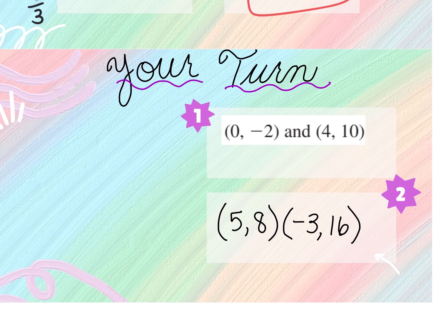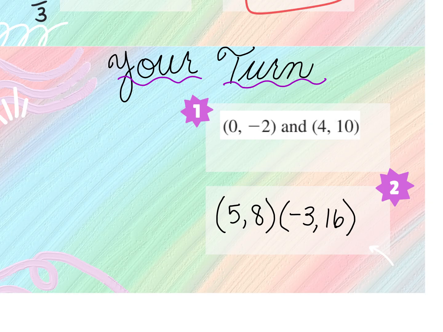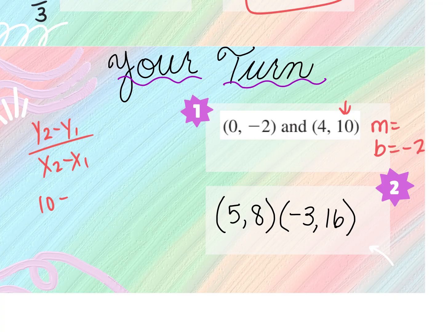All right. So thankfully, they gave me the y-intercept on this one. What's the y-intercept? -2, because they gave me an ordered pair where the x value is 0. So the b is -2 for sure. The slope, I'm going to have to do some work. I'm going to have to use that slope formula, y2 minus y1 over x2 minus x1, right? So the y2 is 10 minus the y1 is -2. So I have those two negatives next to each other that turn into a plus. Over x2 is 4 minus x1, which is 0.